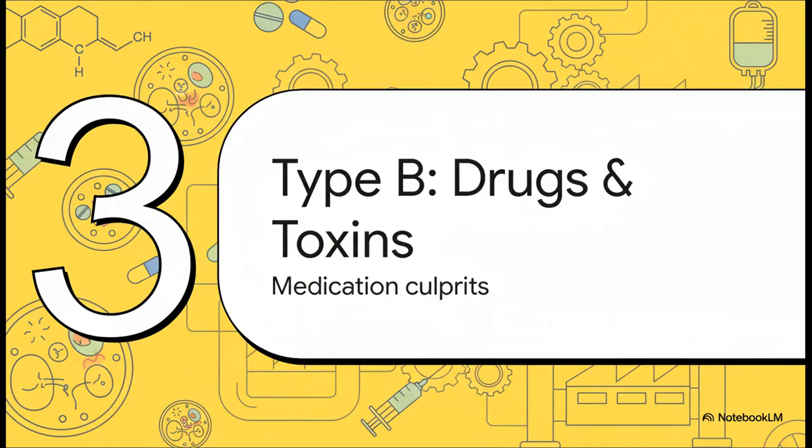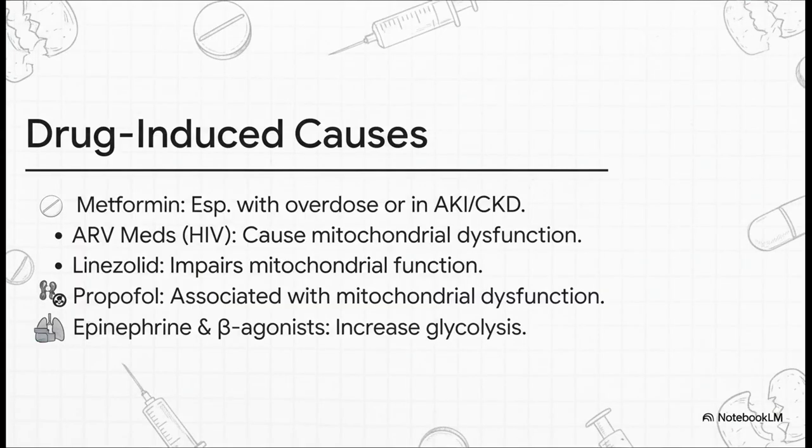And sticking with our factory problem, we have got to talk about drugs and toxins. This category is so important because these causes are often reversible, but only if you spot them. The first thing you should do is a super careful review of the patient's med list. Metformin is the one everyone knows, right? It's the textbook example, especially when the kidneys aren't working well.